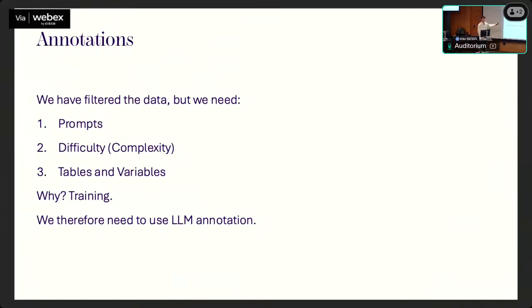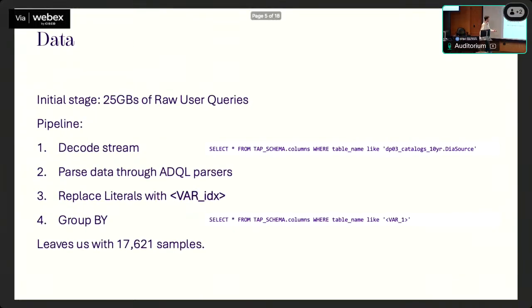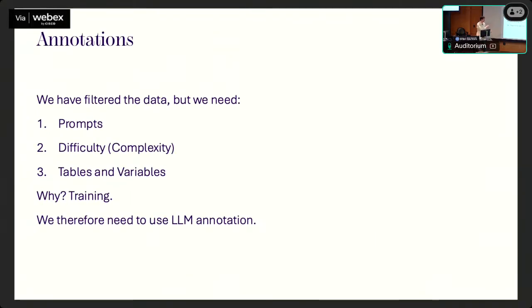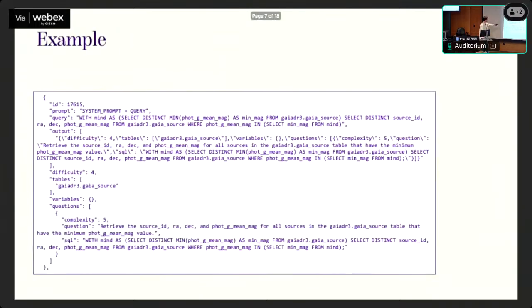Sweet. So now I mentioned that we have the ADQL queries, right? But we also need the natural language description, which the user would actually enter to generate the query, right? So for this, we need to use an LLM to generate the questions. What prompt would lead to this query, for instance? So we utilize the LLM to generate this alongside other information. And this is how one of the examples looks.